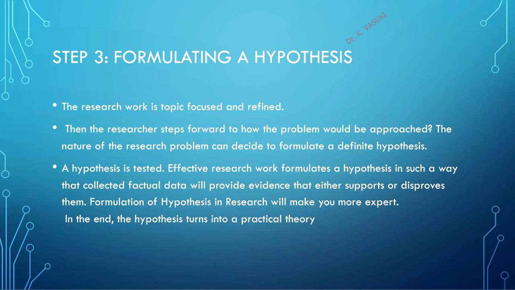So we have to set a hypothesis: a research hypothesis and a null hypothesis. The research hypothesis is always focused towards the positive. There is a relationship between the literacy level in a society and poverty: the higher the literacy, the lower will be the poverty. At the same time, the null hypothesis: there is no relationship between literacy in a society and poverty.